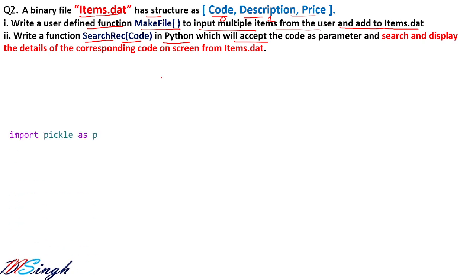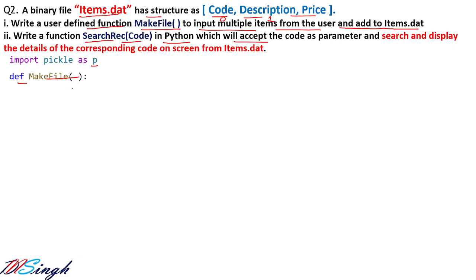First job is to import the pickle module, and we have used an alias name here. So we need not write pickle every time. We can use p in place of pickle. This is how an alias to the package is given. So we have imported this pickle module, and then we are going to write the function header, def make file.